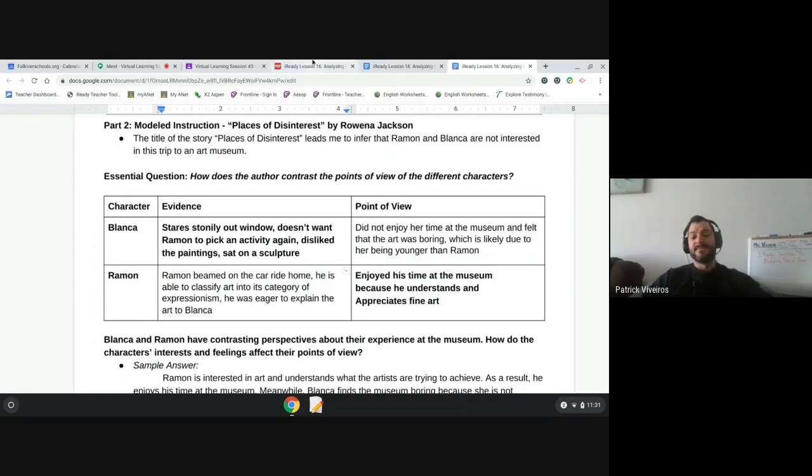Okay. So hopefully that helped you as far as getting your ideas down. Again, we have the evidence here, which was previously provided. And based on that evidence, we needed to make an inference as far as Blanca's attitude or point of view about her experience at the art museum. Meanwhile, Ramon, they provided us with his attitude or point of view, and we needed to find the evidence. Okay. And as you know, with MCAS and ANET testing, and even on iReady, sometimes you have questions that are really just looking for the right evidence. For instance, in Ramon's case, or they give you the evidence and they want you to make that inference or conclusion.